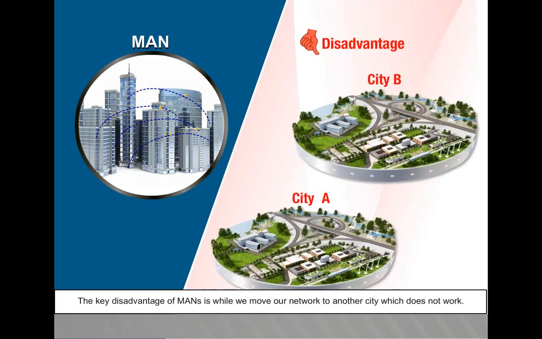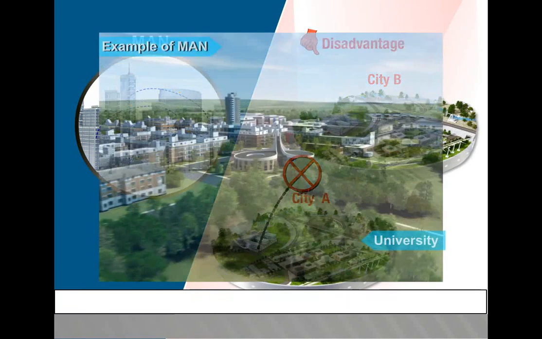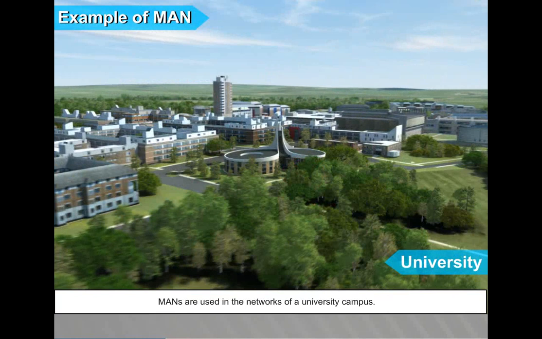The key disadvantage of MAN is that when we move our network to another city, it does not work. Example of MAN: MANs are used in the networks of a university campus.